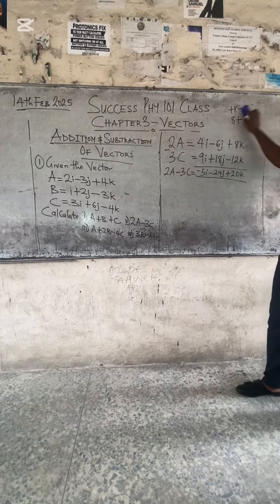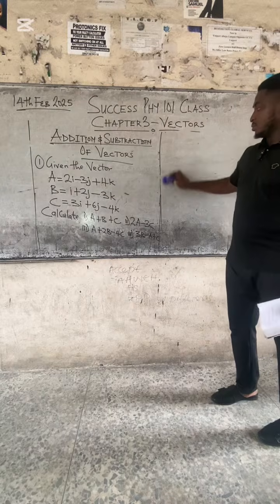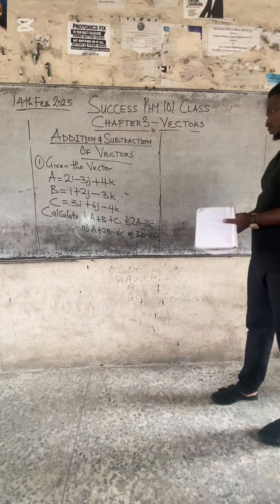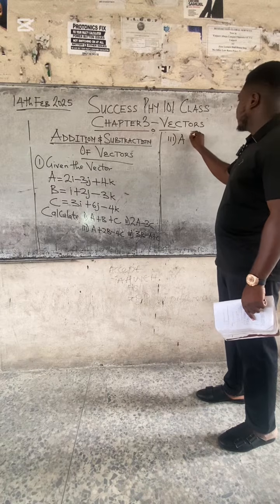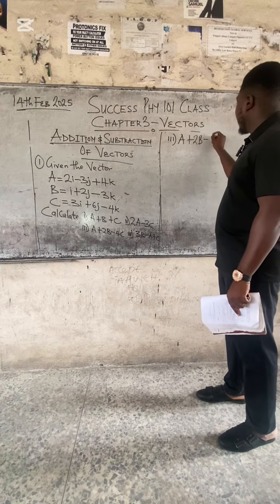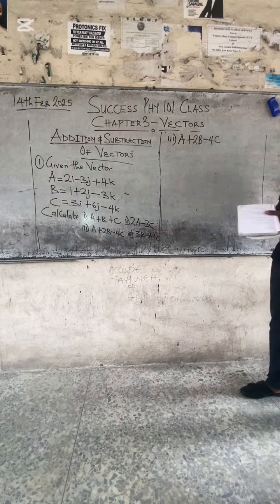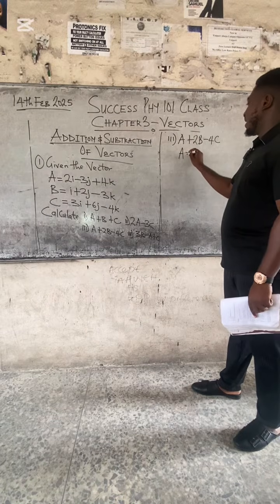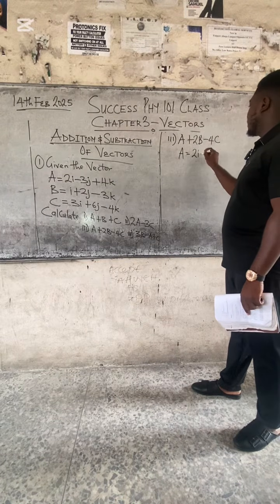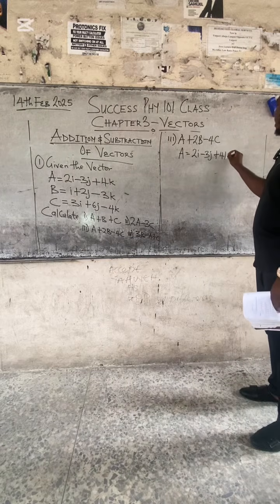Now, let's go to the third question. The third question said we should find a plus 2b minus 4c. Who is a? A is 2i minus 3j plus 4k.